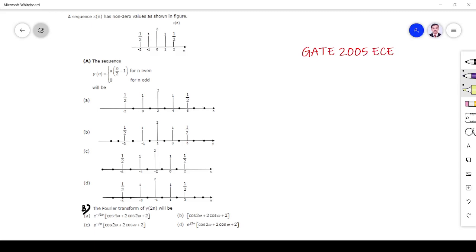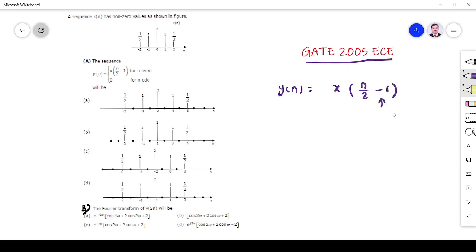Hi friends, in this video let us solve the signals and systems question asked in the GATE 2005 EC paper. The question is: a sequence x of n has non-zero values as shown in the figure. Part A: y of n is equal to x of n by 2 minus 1 for n even, and 0 for n odd. We have to find y of n.